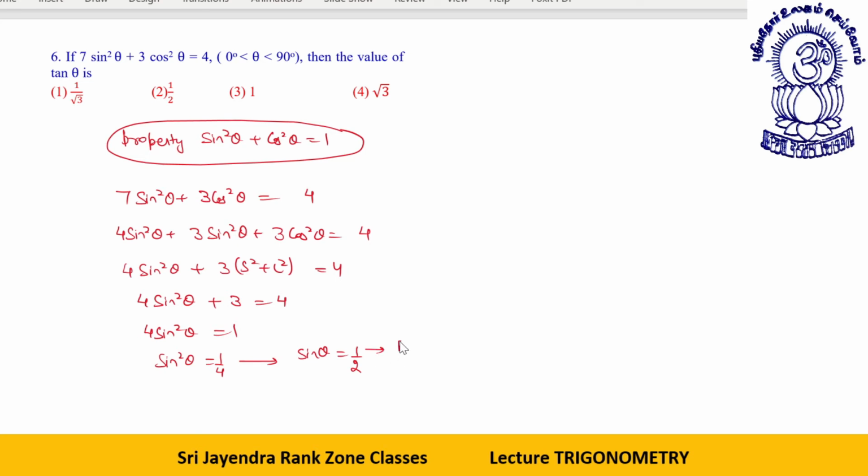Sine theta is nothing but perpendicular upon hypotenuse. So base is under the root h square minus p square. Clear? That gives me root of 2 square minus 1, that is equal to root 3. Fine. What do we require? We require tan theta. Tan theta is equal to perpendicular upon base, or 1 by root 3. Option number 1 is the answer.